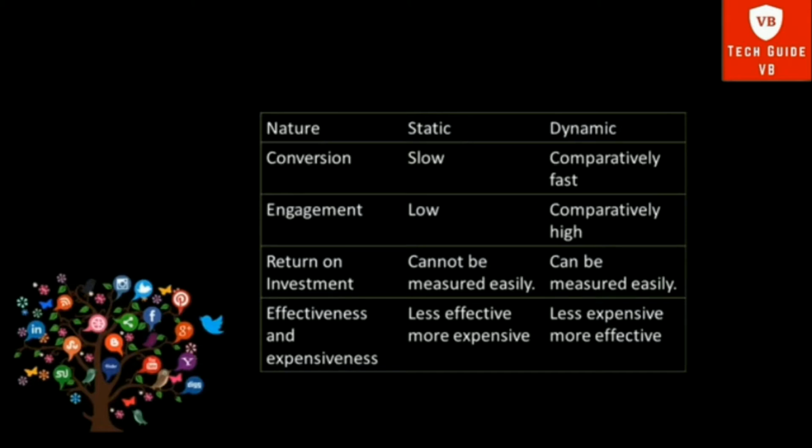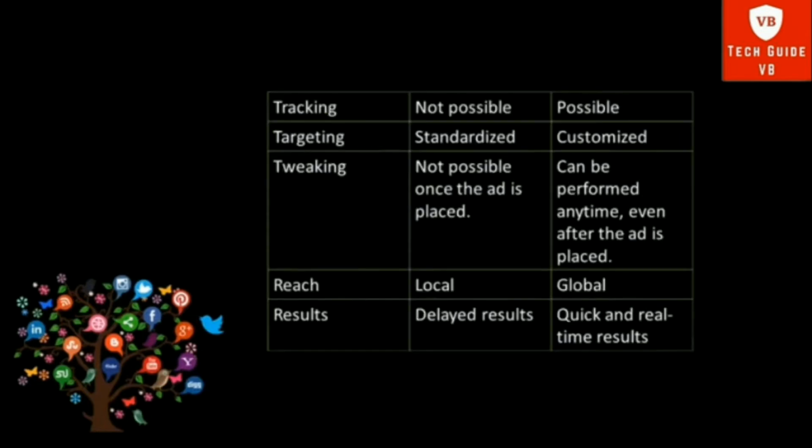Traditional marketing conversion is slow, and digital marketing conversion is comparatively fast. Engagement in traditional marketing is low, and engagement is high in digital marketing. Return on investment, meaning ROI, in traditional marketing cannot be measured easily, but in digital marketing it can be measured easily. Effectiveness and expensiveness: traditional marketing is less effective but more expensive, and digital marketing is less expensive but more effective.